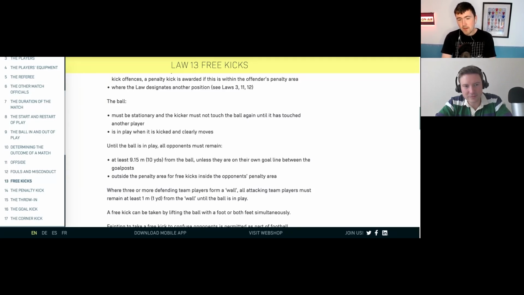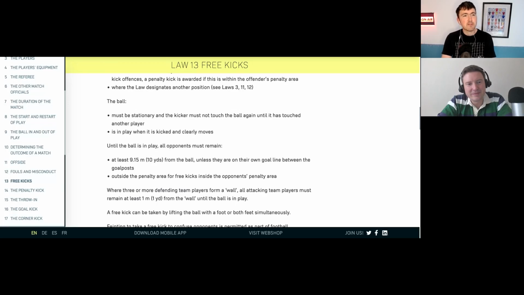Until the ball is in play from a free kick, all players have to be at least 10 yards, or 9.15 metres if you prefer, from the ball, unless you're on your own goal line between the posts. So in the case of an indirect free kick where it's 6 yards from goal, you don't have to be 4 yards behind your own goal line, which would be somewhat unusual.